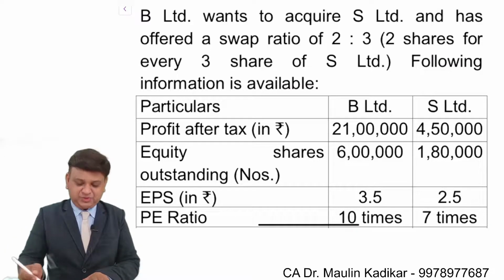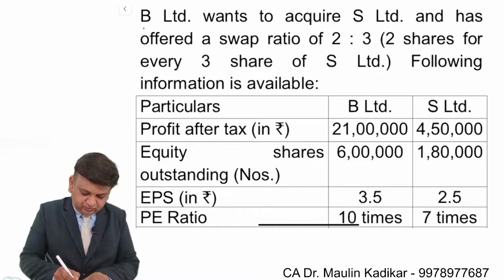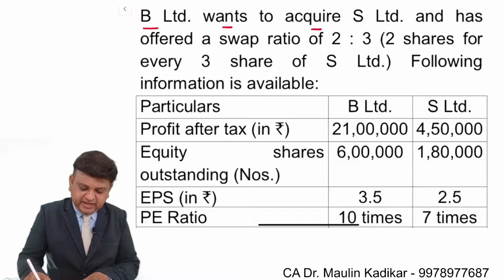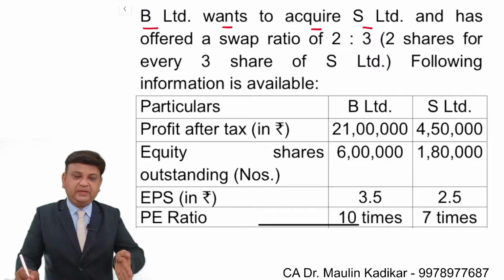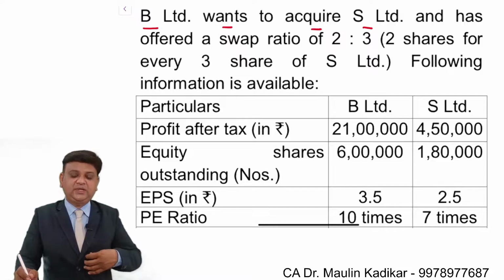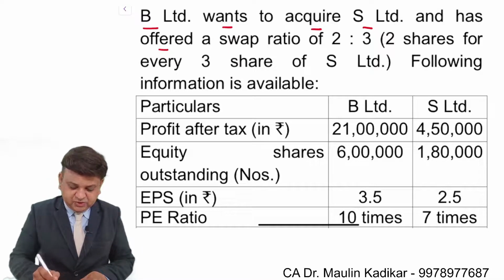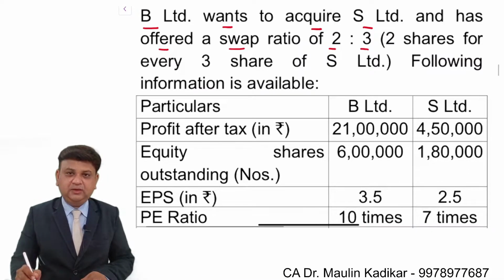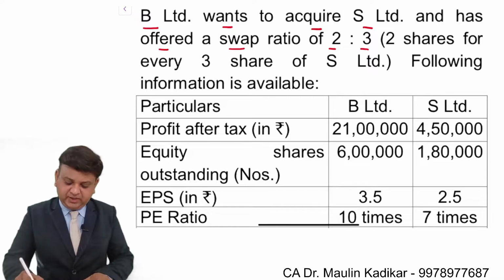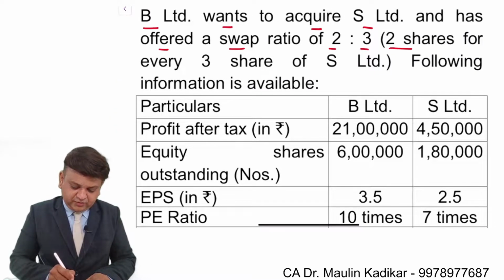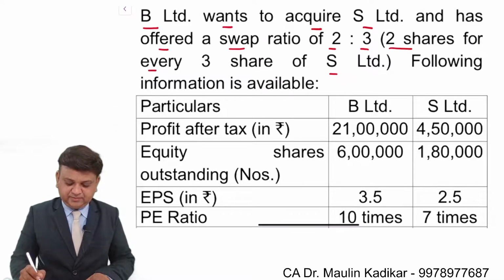Let us see our next question. B Limited wants to acquire S Limited. So B Limited is the acquiring company and S Limited is the target company. It has offered a swap ratio of 2:3. A very good clarification is made: 2 shares for every 3 shares of S Limited.